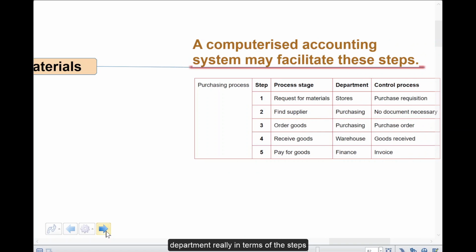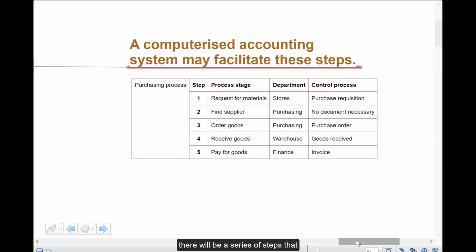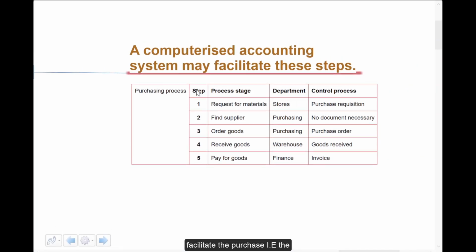Really, in terms of the steps, there will be a series of steps that facilitate the purchase, i.e., the purchasing process. Now, you may find this a little bit long-winded, but it's important for us to get a good background, for example, on how a purchasing department works, because the examiner will set questions on or around these areas.